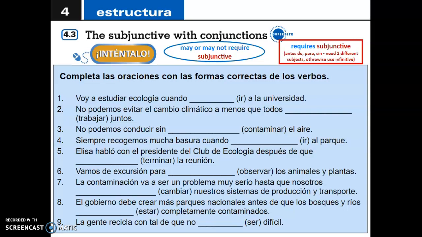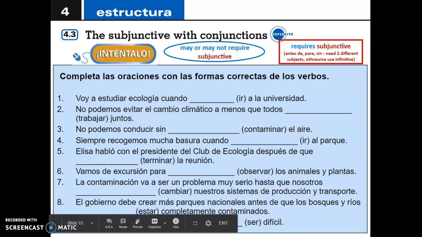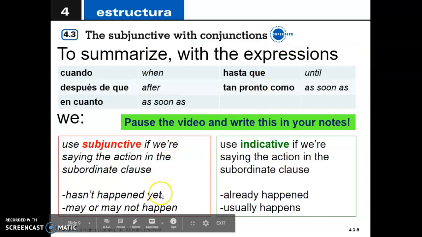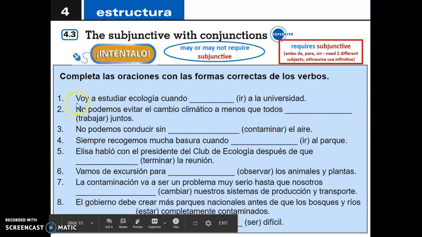All right, so I'm going to go through the first 2 with you, and then you're going to pause and take this on your own. So, voy a estudiar ecología cuando blank a la universidad. So, first of all, step 1, look at the conjunction and decide, is it a may or may not require subjunctive, or is there going to be subjunctive here no matter what, unless it's a definitive type thing. And then if it's this one, you're going to look at whether it happened in the past or hasn't happened yet.